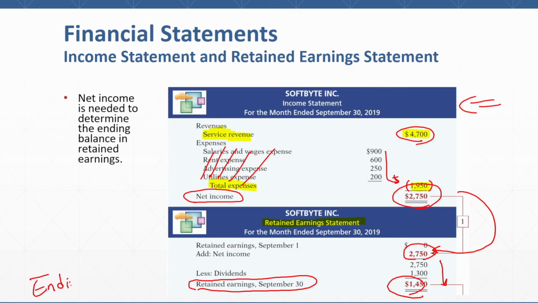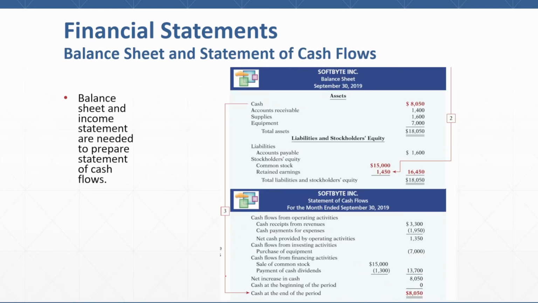Ending retained earnings. Again, we use this number, the output, and as you can see here, it goes to another statement. What's that statement? Our balance sheet. So retained earnings statement goes to the balance sheet.